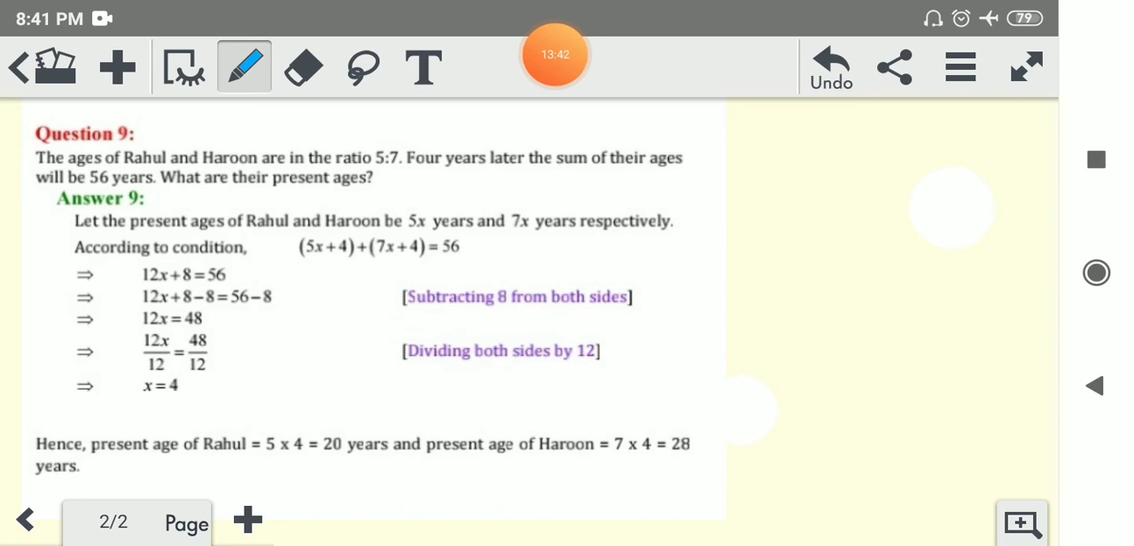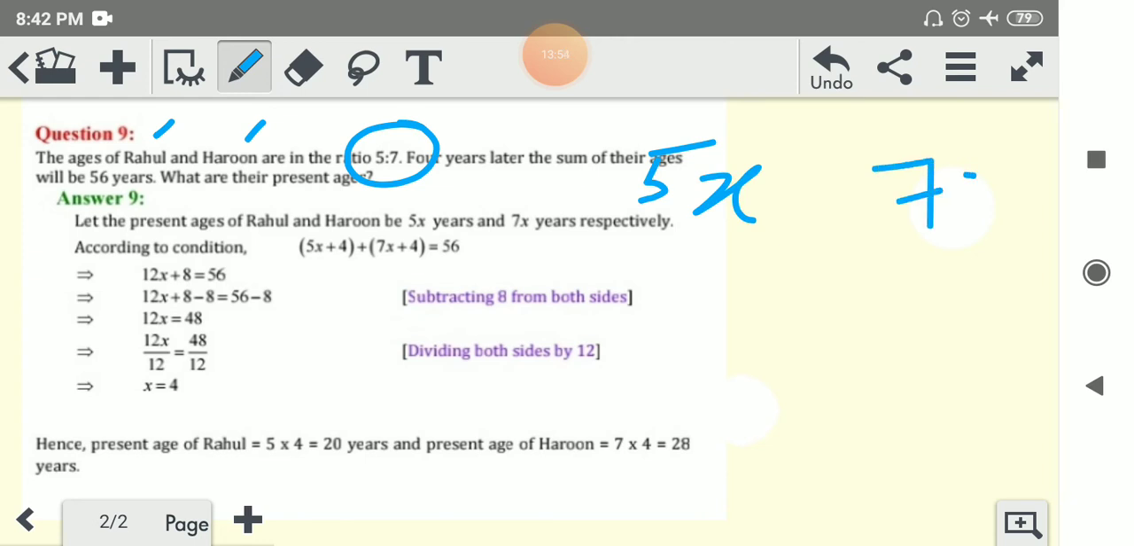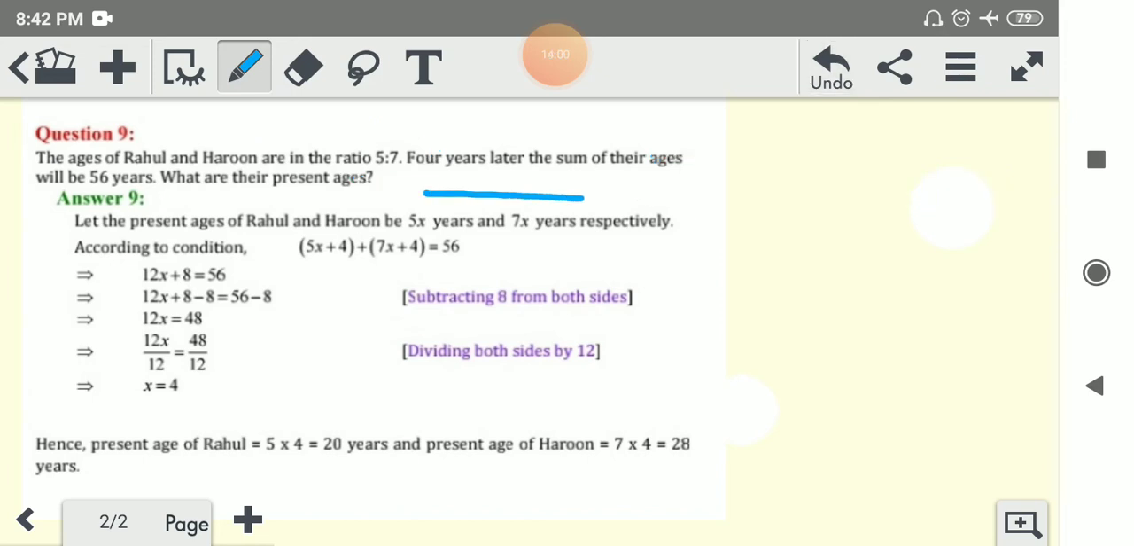Question number 9. The ages of Rahul and Harun are in the ratio 5:7. Let the age of Rahul be 5x and the age of Harun be 7x. Four years later, the sum of their ages will be 56.